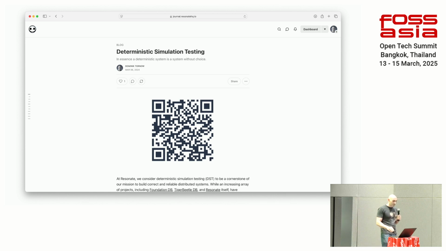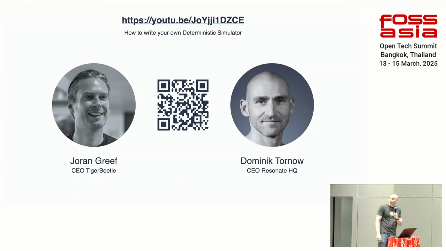If you're curious and you would like to dive deeper into deterministic simulation testing, I wrote a blog post a while ago on the fundamentals of deterministic simulation testing. And additionally, I had a recent conversation with Joran, the founder and CEO of TigerBeetle, a special purpose database for financial transactions, where we talk about writing your own deterministic simulator.